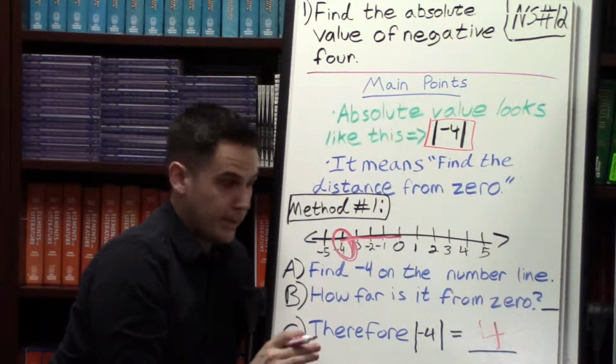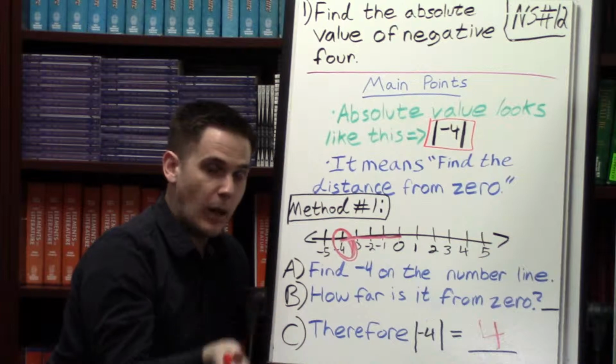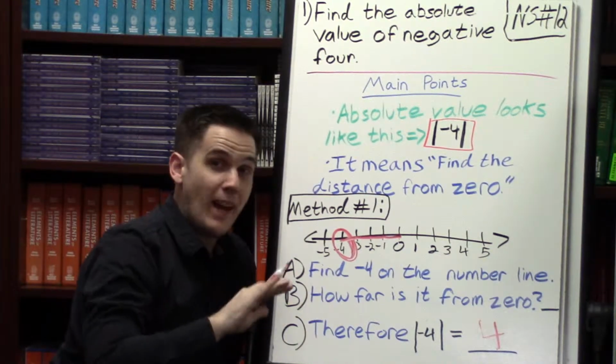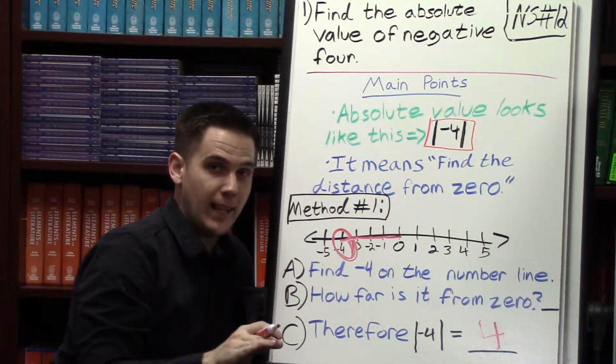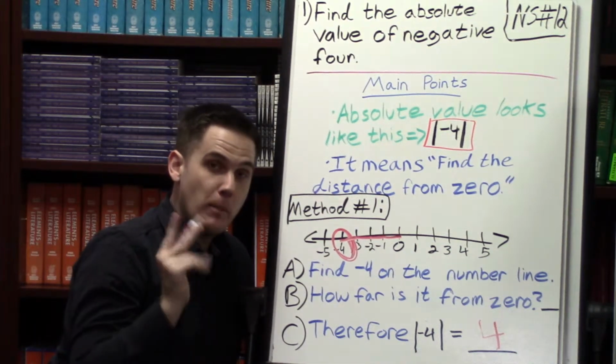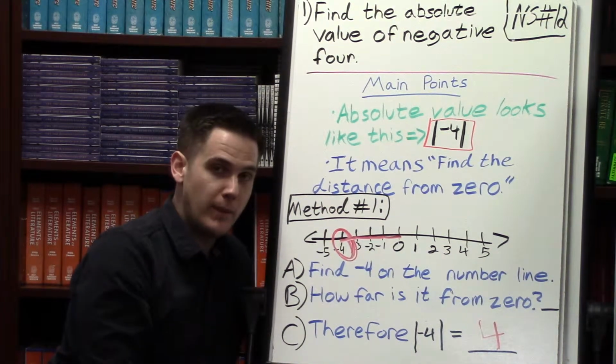This is not about opposites. Negative becomes positive, positive becomes negative. That is not what's happening here. Don't do that. We're going to cover a little bit of that with method number 2 to solve absolute value.